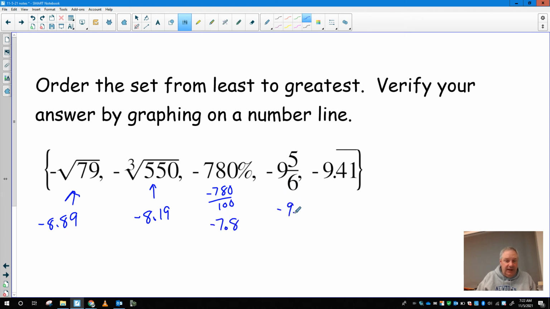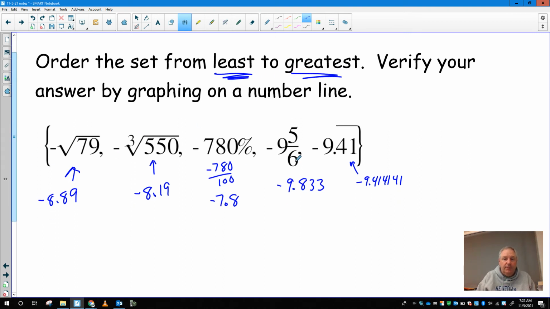This is negative 9.833. And this is negative 9.41 repeating. So that's a repeating bar over there. Sorry if that doesn't look like it. So negative 9.41, so this is negative 9.414141. All right, so let's just order these from least, smallest, to biggest.